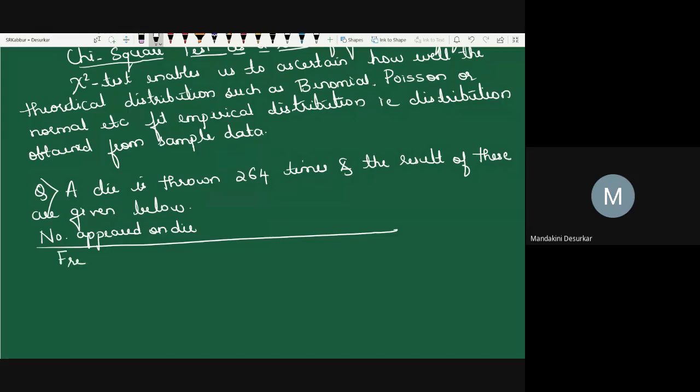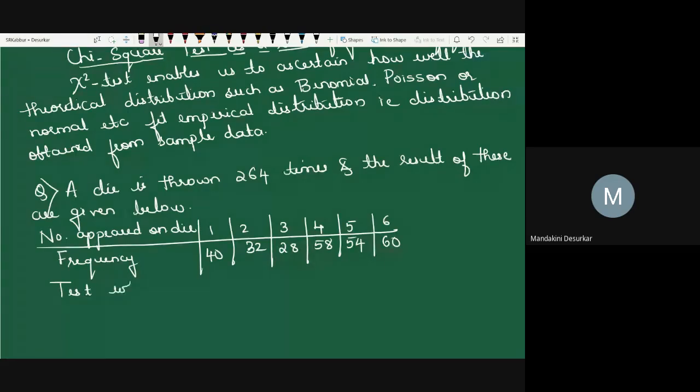Next is frequency. So for 1, 40; 2, 32; 3, 28; 4, 58; 5, 54; 6, 60. Test whether the die is biased or not.